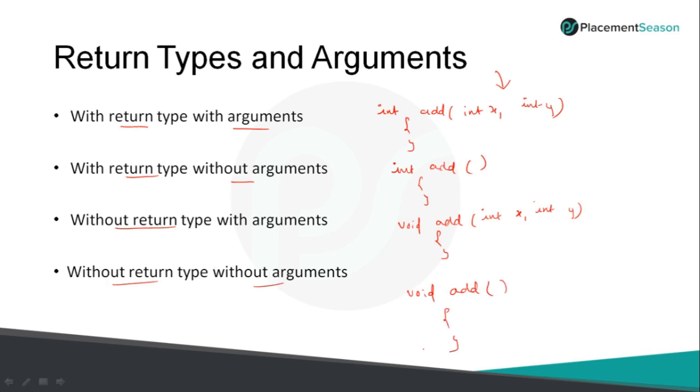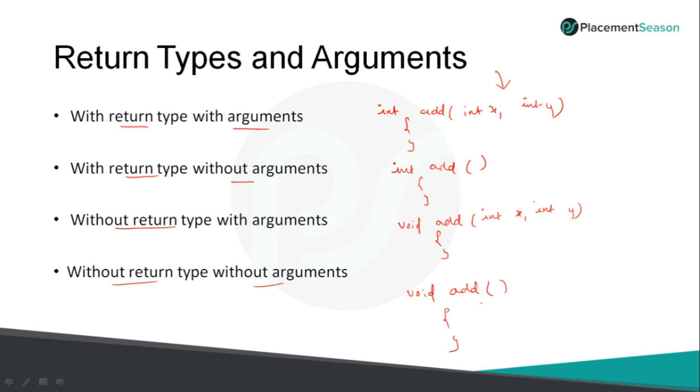Just get it. So these are the four types of function based on the declaration. Here the first one is we are having a return type and we are having an argument. So with return type with argument. Second one, we are having the return type, we don't have any arguments. So with return type without arguments. Third one is we have given void. So it means without return type and with arguments. Here, without return type without arguments. So these four are the types of function based on its return type and arguments.